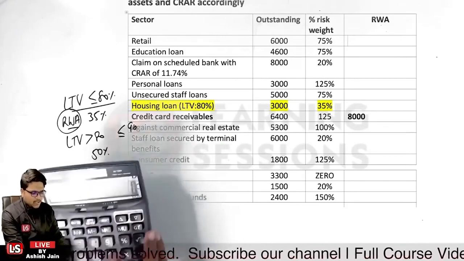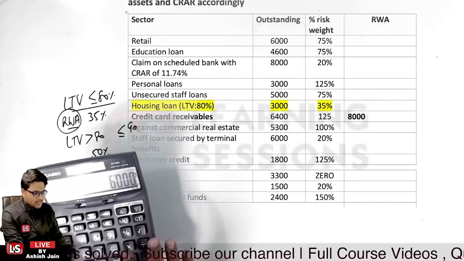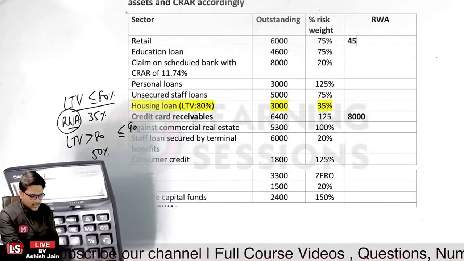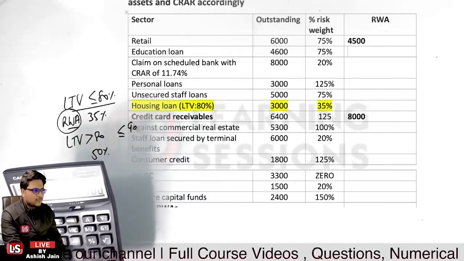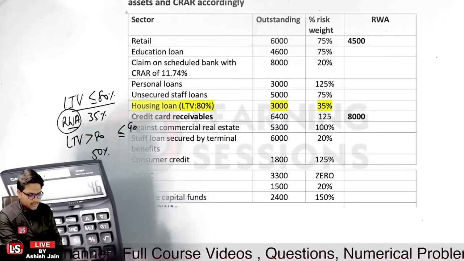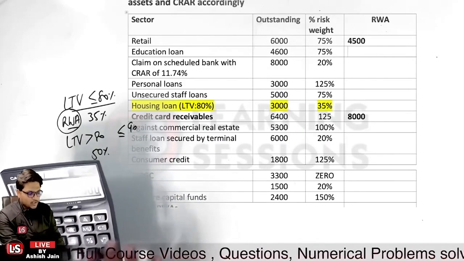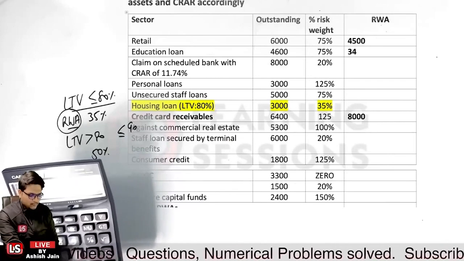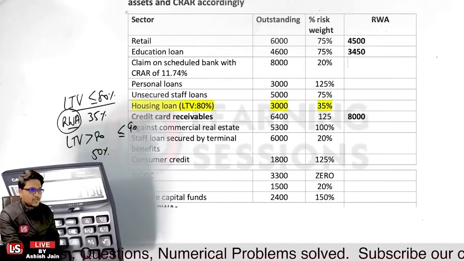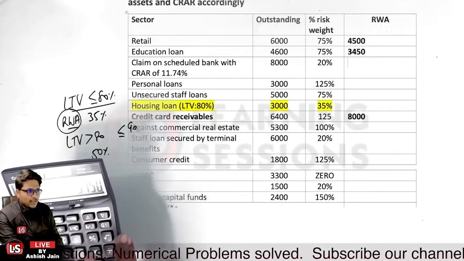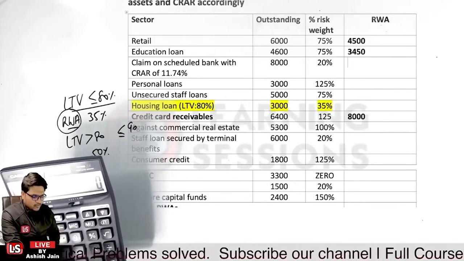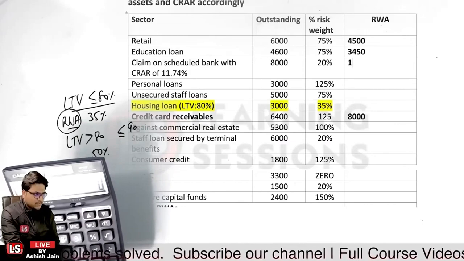Let me calculate this for you at the earliest. It will be 6,000 into 75%, that is equal to 4,500. And further for the education loan, it is 4,600 multiplied by 75%, that is equal to 3,450. The next one is related to claim on scheduled banks with CRAR, in that case it is 20%, so it will be equal to 1,600.